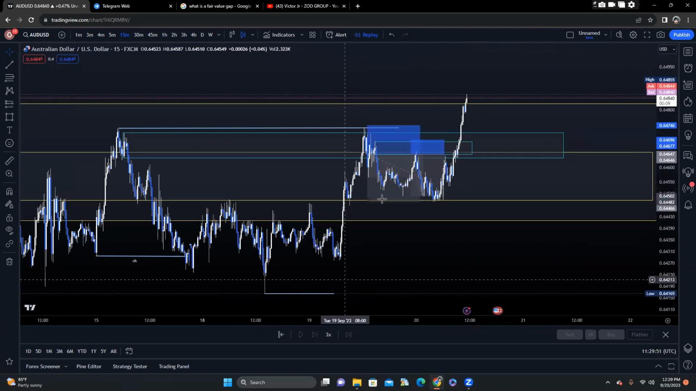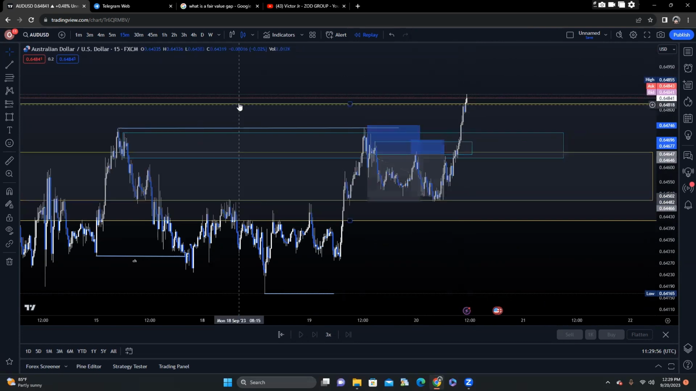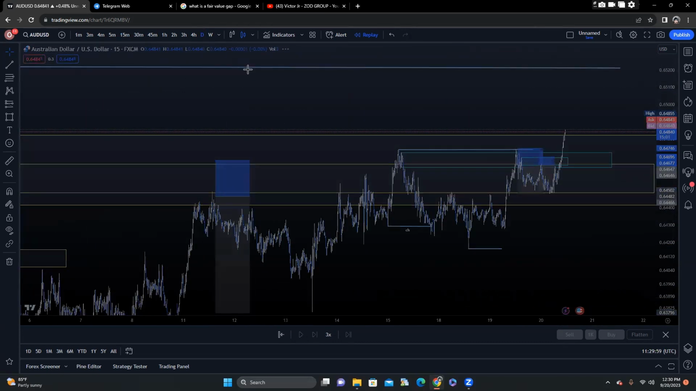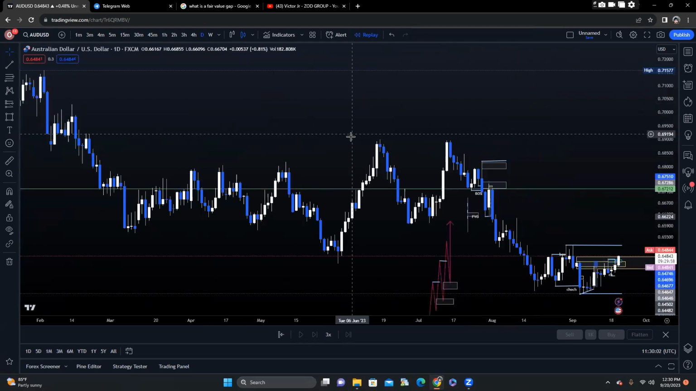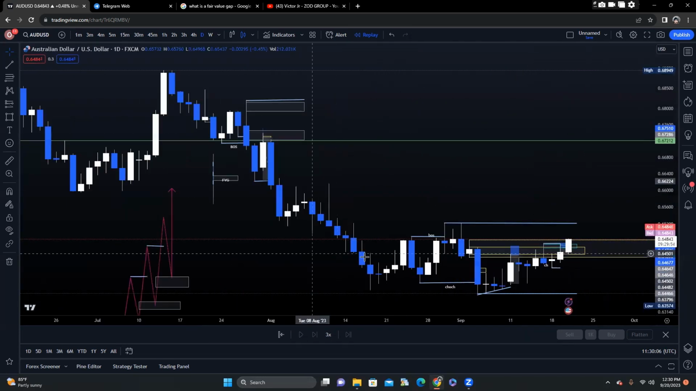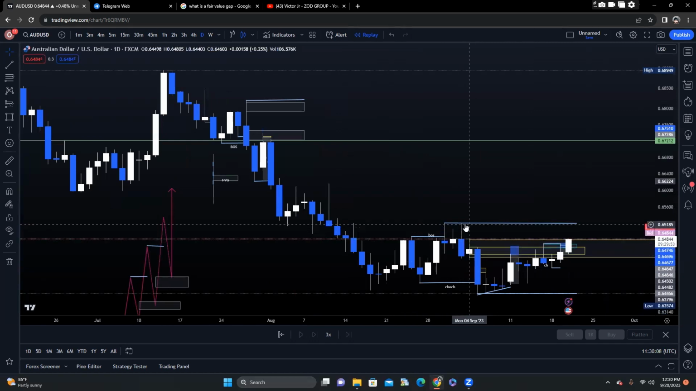And that is where we have it. Okay, this is where the current market price is as of today. It has taken out the daily high. It has taken out this daily high here. This high, sorry. It has taken out this other block high. This is the high here.